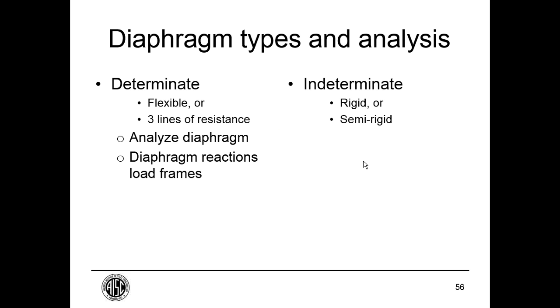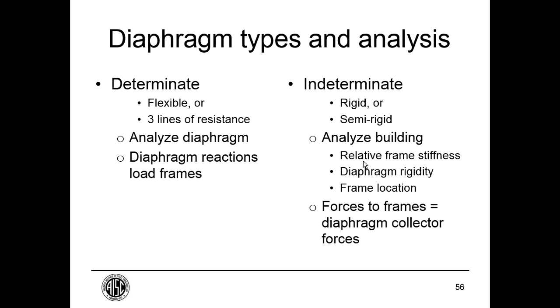If we have an indeterminate system, that is to say a rigid or semi-rigid diaphragm, we have to do it in the reverse order. We have to analyze the building, create a three-dimensional model that has the appropriate stiffnesses for the lateral load-resisting system elements, the flexibility of the frames, and for a semi-rigid diaphragm, the diaphragm flexibility as well. And in a three-dimensional model, we solve for the forces that go to each of these frames, and then we can use the forces in the frames to figure out what is coming from the diaphragm at each level.